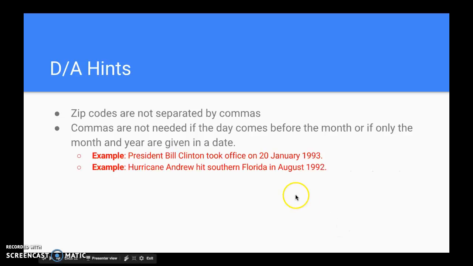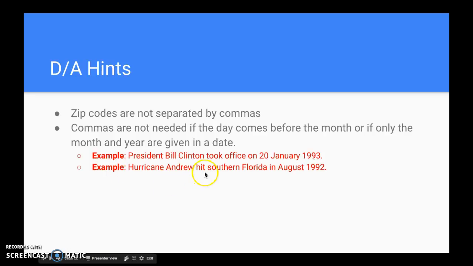Commas are not needed in two instances: if the day comes before the month, or if only the month and the year are given. So if we have no date, then we don't use commas. For example, President Bill Clinton took office on the 20th of January, 1993. In this case, much like we would do in MLA format, we do not use a comma. So think about it this way. If you're writing in MLA format, commas are not needed, which is not something we see very often.